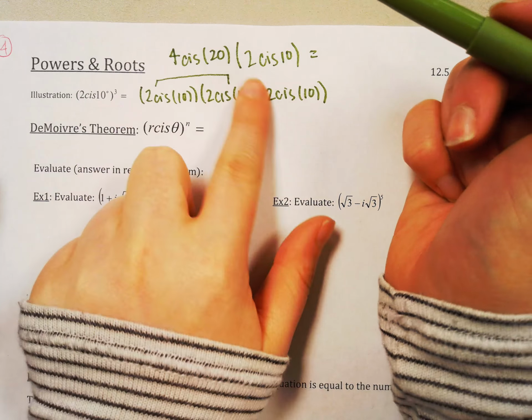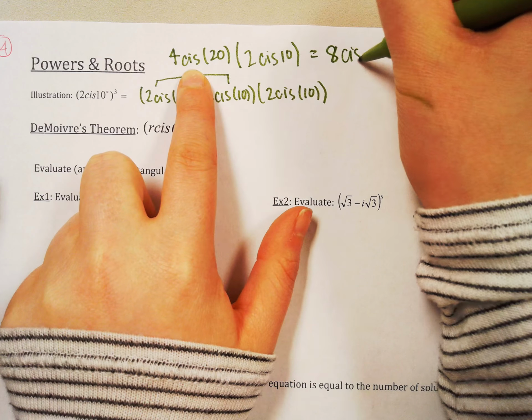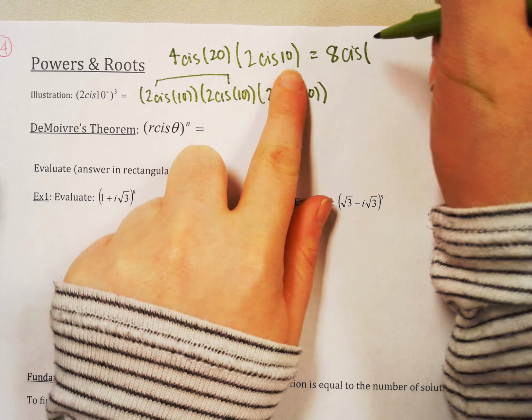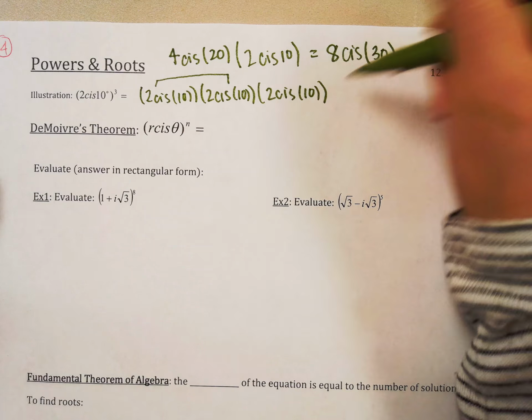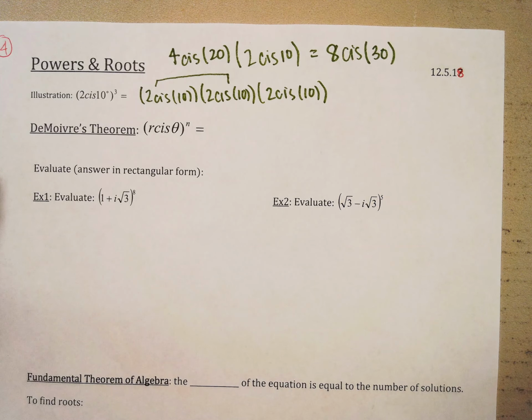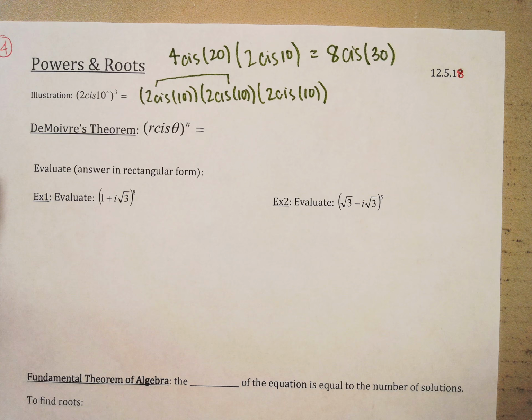So this is now my R1 and R2, so I'd have 4 times 2, which is 8. And then I again would add up our angles here, so I'd have 20 plus 10, which is 30. And if I had another one, then I would multiply by 2 cis 10 again, and I would add up my polar angles, and I would get 40 in that case. And so we can keep going and keep going, but we'll notice a pattern of what's happening every time that we put in a new power there.